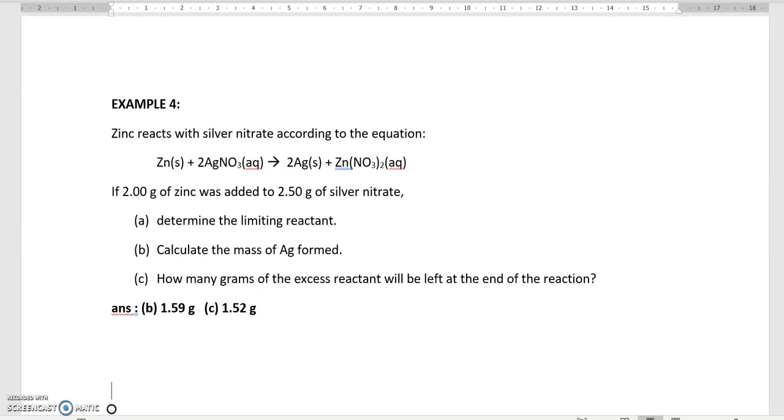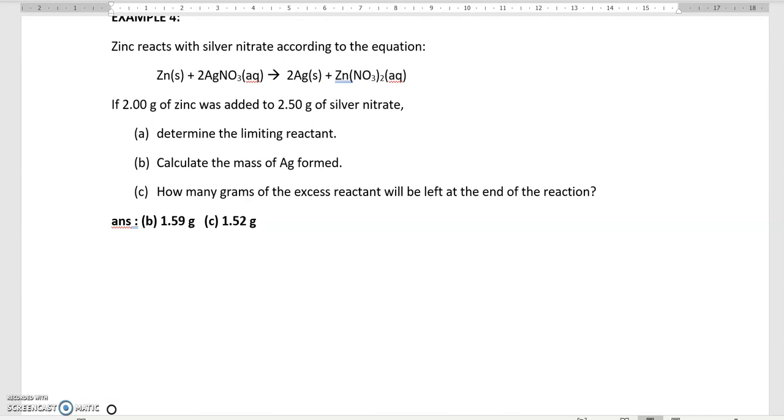Okay, so we proceed to the second example. We have zinc reacted with silver nitrate according to the equation given. If they are given the zinc in the form of mass and also the silver nitrate in the form of mass, determine the limiting reactant. So the first step is also the same. You must find out the mole available for both reactants first. So mole zinc.